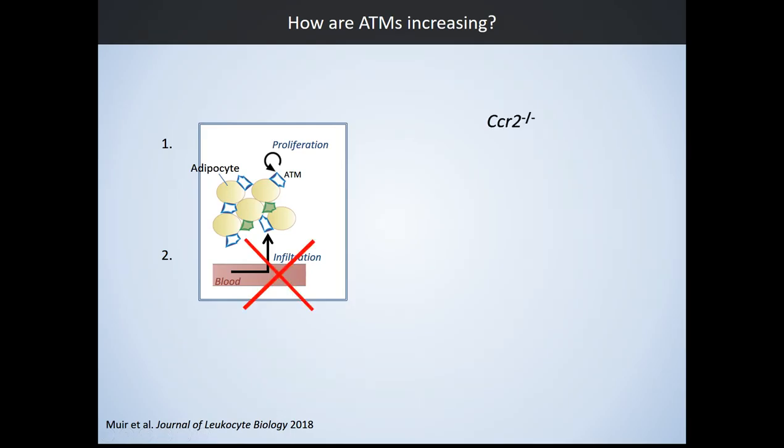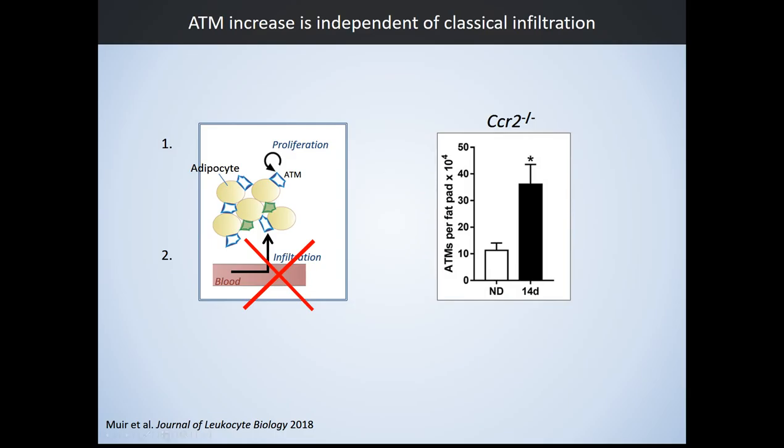So we can actually study this by knocking out that infiltration mechanism. And this is a mouse model. The CCR2 knockout mouse is commonly used to do that. So if we knock out CCR2, we interfere with the ability of these cells to traffic outside the bone marrow, through the blood, and into the tissue. So if we knock that out, put the mice on a high-fat diet, we still see this increase. So this seems to be independent of a classical infiltration mechanism.